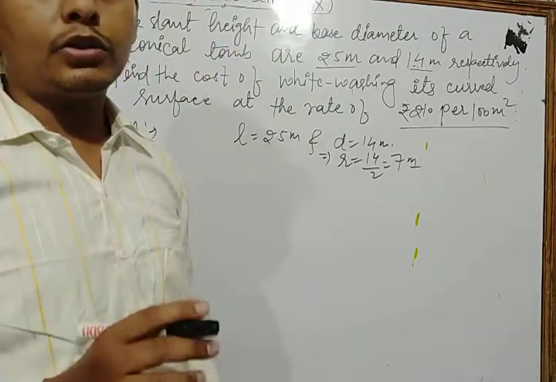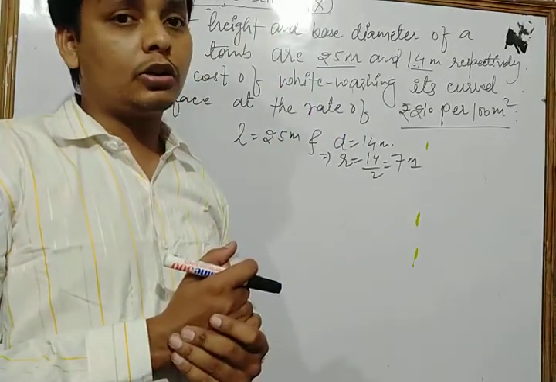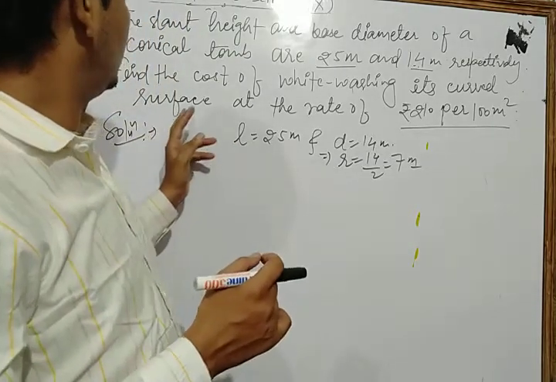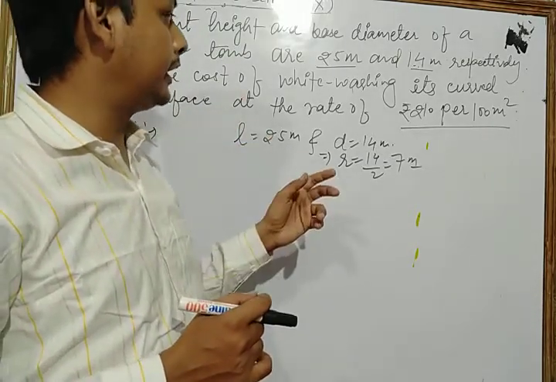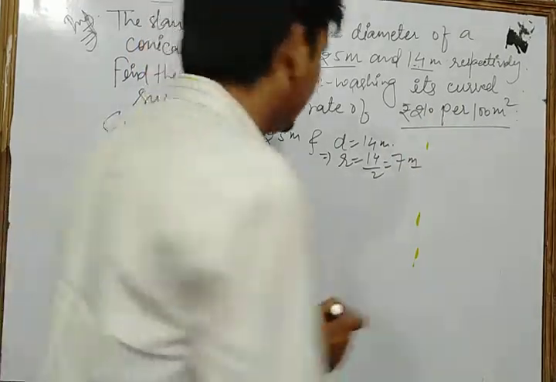Now first of all we find the curved surface area of the conical tomb. After that, we multiply that area by the rate, so we get our result. Let's see.